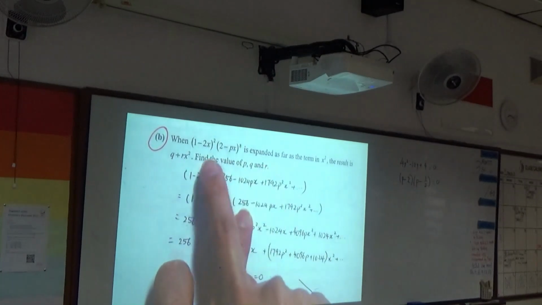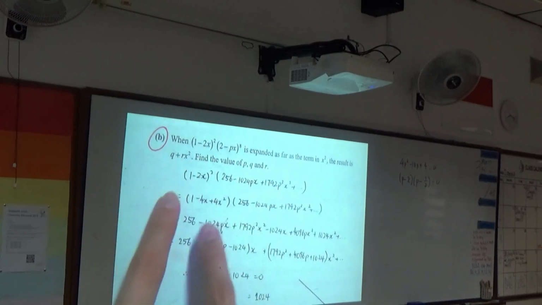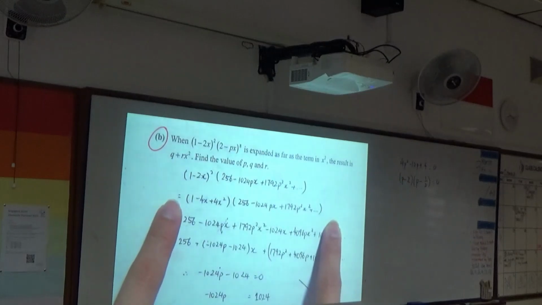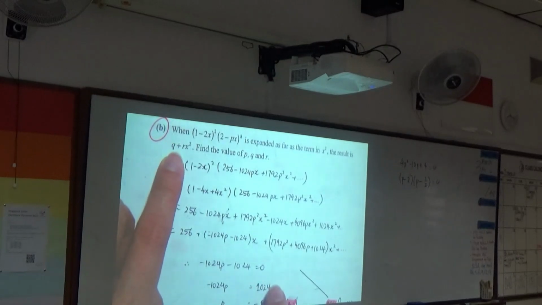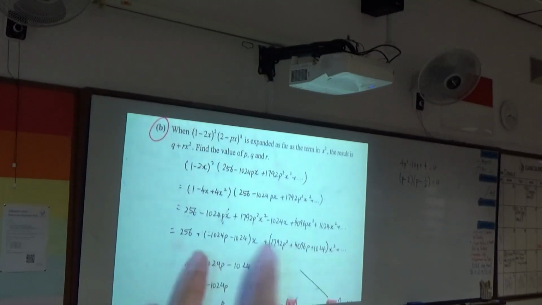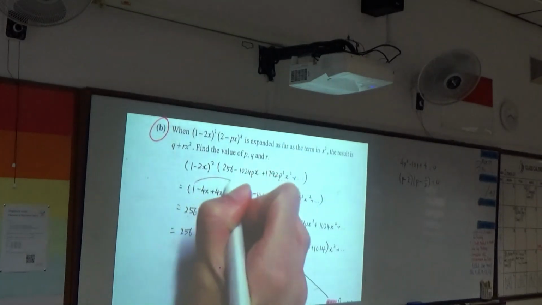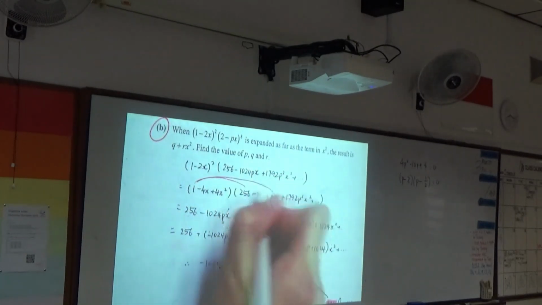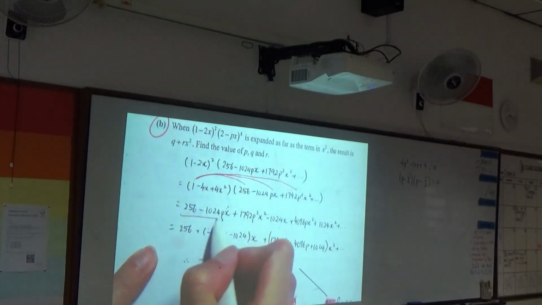Question says that this is expanded as far as the term in x squared, and the result is this. So when you expand this using your rainbow method, it should actually simplify to get a q plus rx squared form. But we need to actually expand up to x squared term, so we need our constant term, our x term and x squared term. So that means that our rainbow method would be having our 1 multiplied with this, and then this. Most of you can get this well for the first 3.